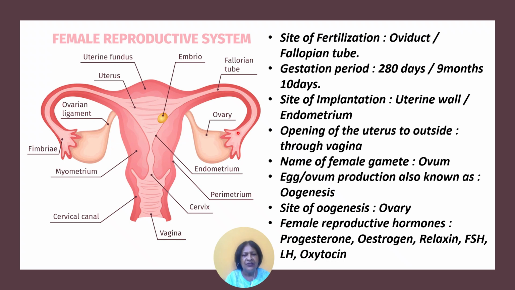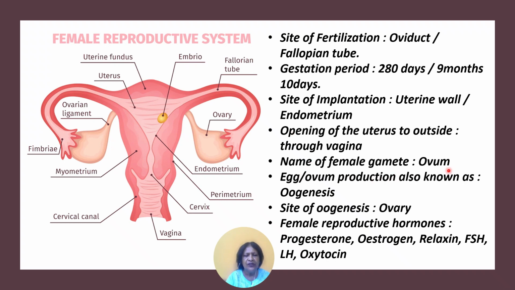This is then followed by a period of growth from fertilization to the childbirth, which we call the gestation period. This gestation period in humans is 280 days. If we count it in months, it will be around 9 months, 10 days.